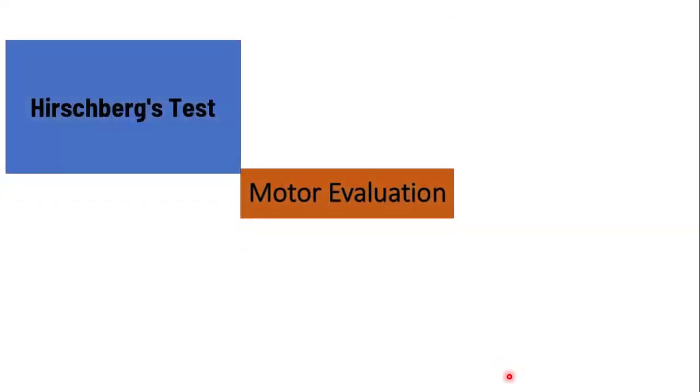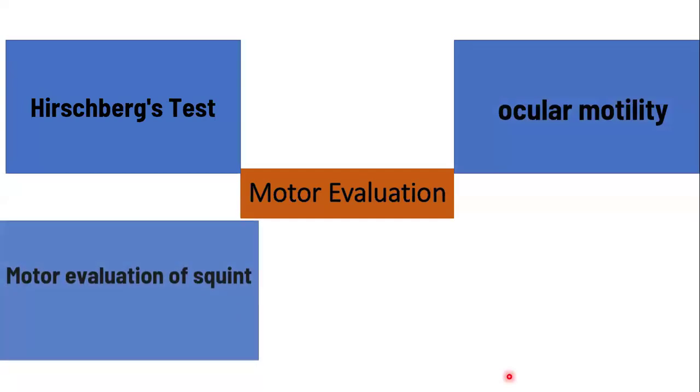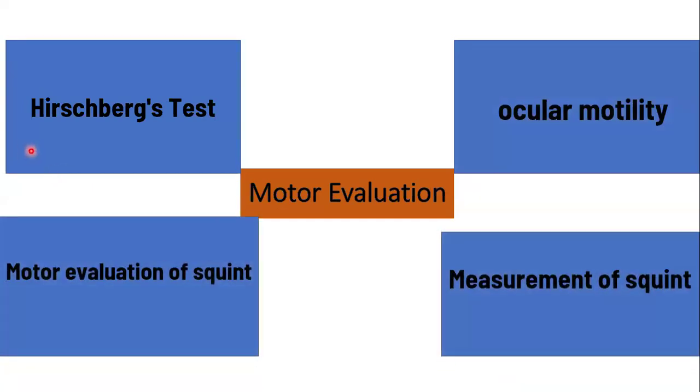Okay, coming to the motor evaluation. So motor evaluation, we have the light reflex test, Hirschberg test, and the Krimsky test. We have the ocular motility. We have motor evaluation, including the cover test. Then we have alternate prism cover test.